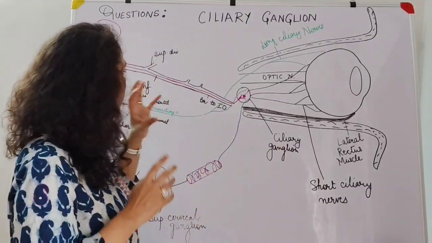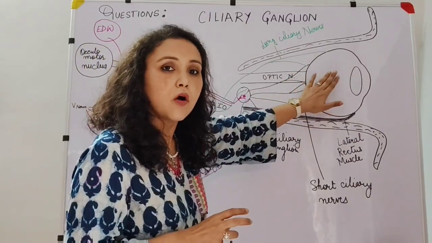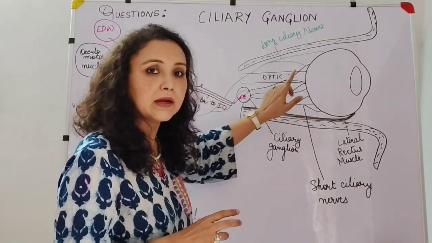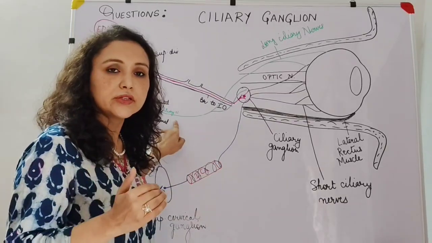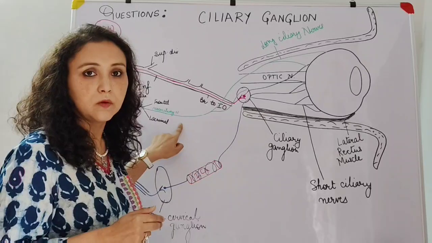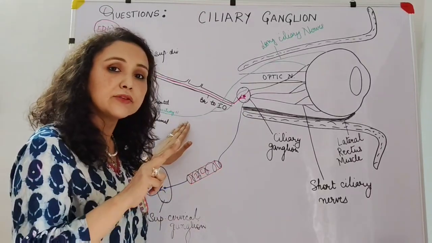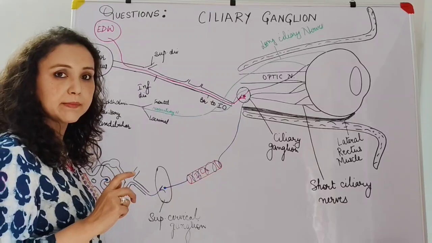Now you have to move all your brains to this part. So all the sensations of the orbit are carried by one nerve, that is nasociliary nerve. So the question can be, what is the nerve involved? It is a nasociliary nerve. This nerve is a branch of ophthalmic nerve. Ophthalmic nerve is a branch of trigeminal nerve.